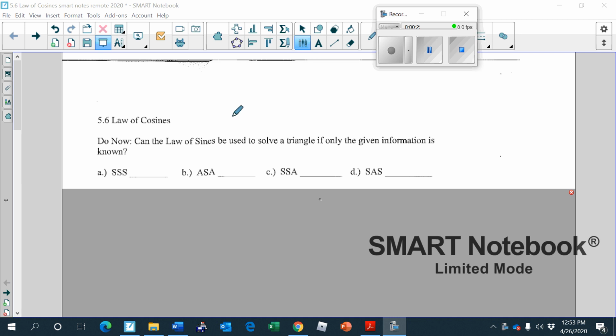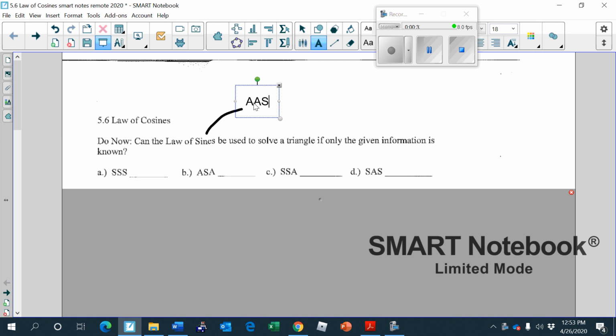For the law of sines, we have to remember that we only used it for AAS and ASA. You could also use it for SSA, but we didn't do that just because it's way too confusing to teach over a computer. So that's separate. But we used it with AAS and ASA, right? Angle, angle, side, and angle, side, angle.